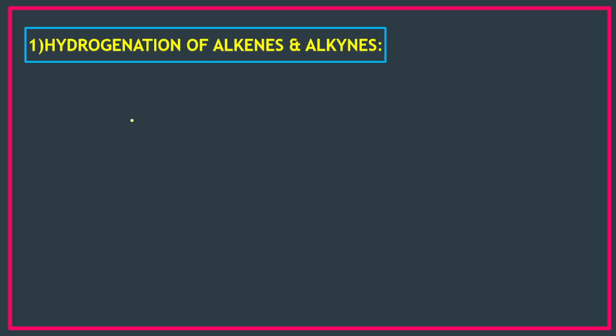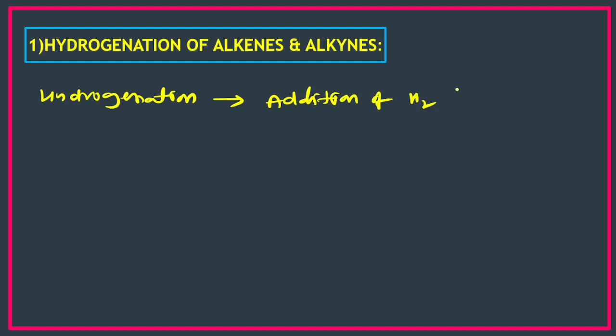What is meant by hydrogenation? Hydrogenation means addition of hydrogen, H2, to a carbon-carbon double bond or carbon-carbon triple bond, meaning unsaturated carbons. Unsaturated means a carbon-carbon double bond or triple bond.